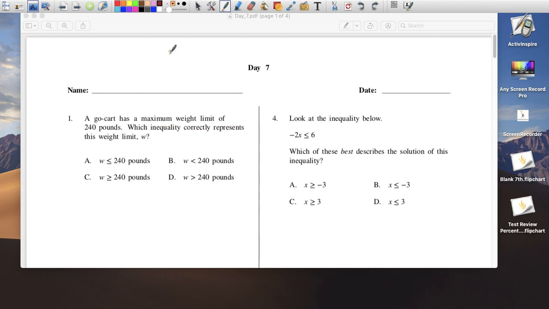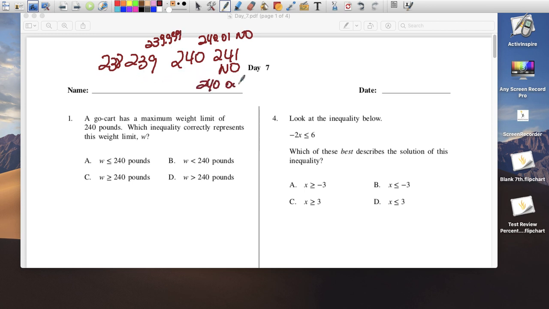So, if it's a maximum of 240 pounds, I know it can be 240 pounds. Can it be 241? No. Can it be 240.01? Also no. So the highest it can go is here. Can it be 239? Yes. Can it be 238? Can it be 239.99999? Yes. Can it be 240.000000001? No. So it has to be any weight from 240 that way.